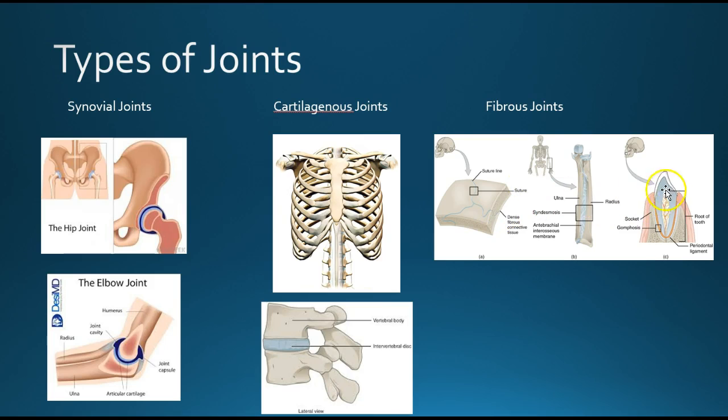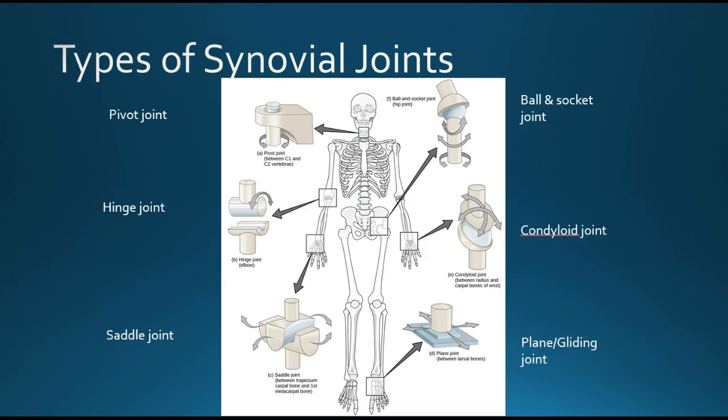So, for example, like a tooth in the gum, like between the bones of the skull, or like between the radius and the ulna, just keeping them together so that they're not randomly floating away. As I mentioned before, synovial joints are the most common joint in the body, and there are different types of synovial joints. So we have the pivot joint, and they usually do what they say.